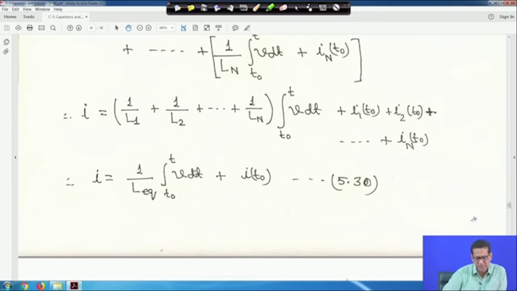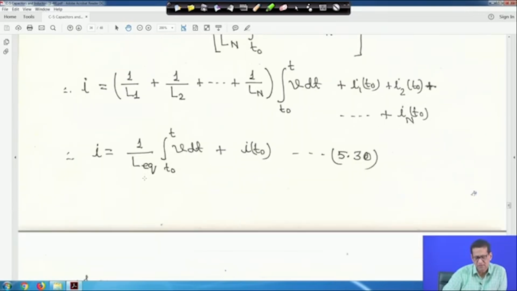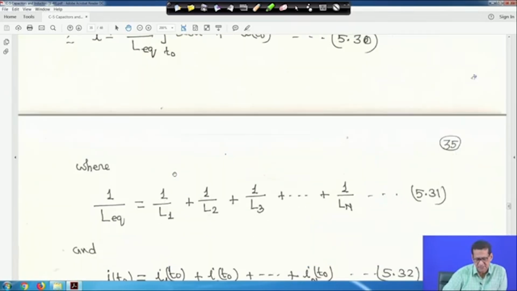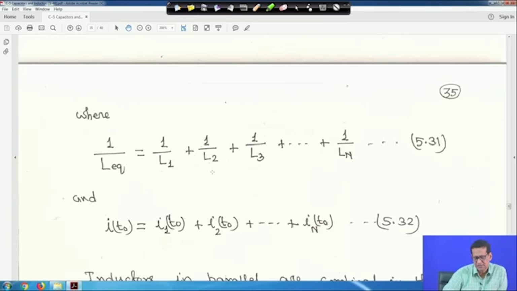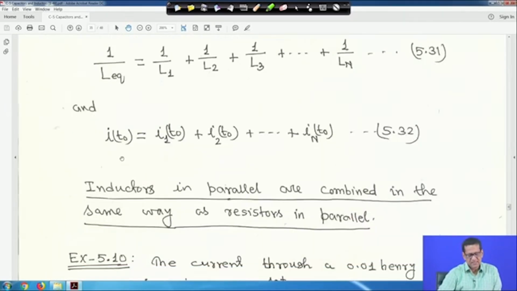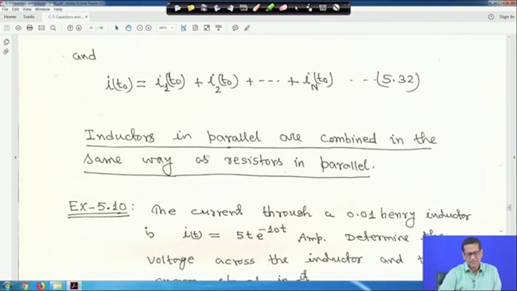Or you can write I is equal to 1 upon Leq integral from t0 to t of V dt plus I(t0), where 1 upon Leq is equal to 1 upon L1 plus 1 upon L2 plus 1 upon L3 plus up to 1 upon Ln. It is the same as resistances in parallel, when 1 upon Req is equal to 1 upon R1 plus 1 upon R2 like this. And the initial current I(t0) is equal to I1(t0) plus I2(t0) up to In(t0). This is equation 31 and this is equation 32. So, inductors in parallel are combined in the same way as resistors in parallel.